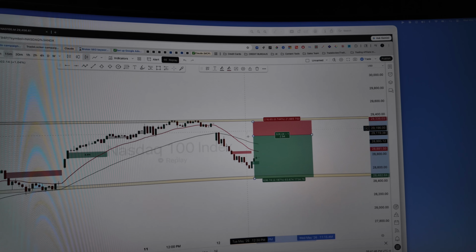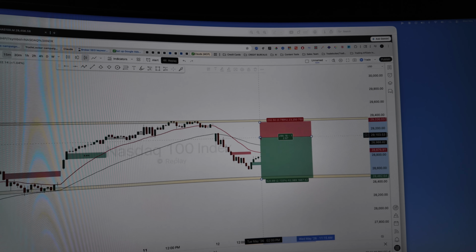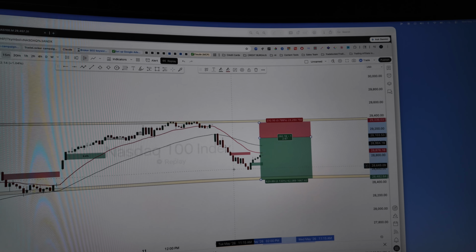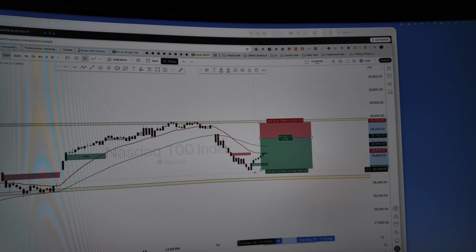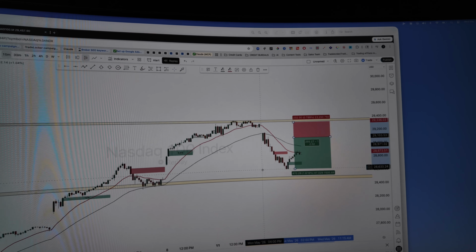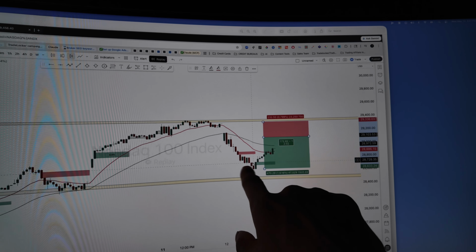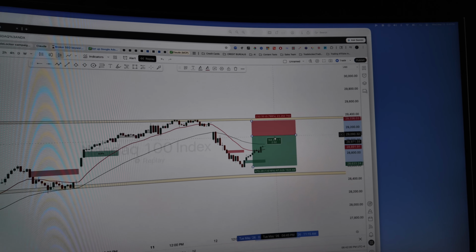So this is a replay. This might not be the most accurate, but maybe I took my take profit right around here. Yeah, okay, so maybe it looked like that. But I took my profits right around here, and yeah, the rest was history.